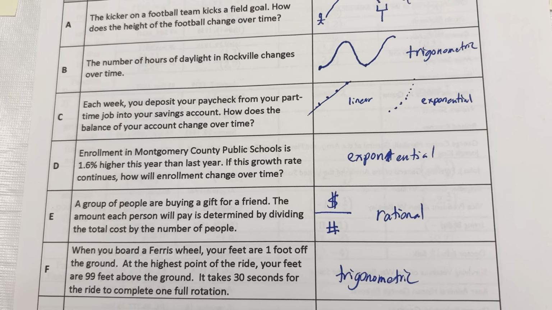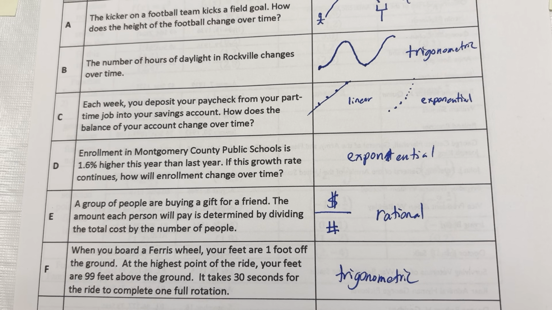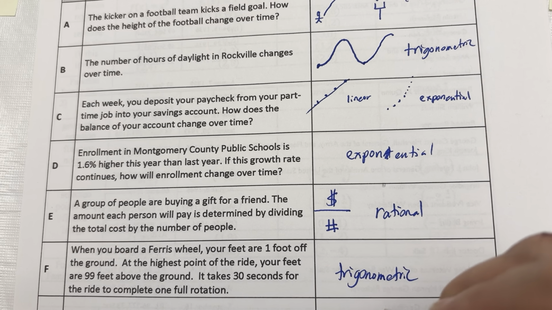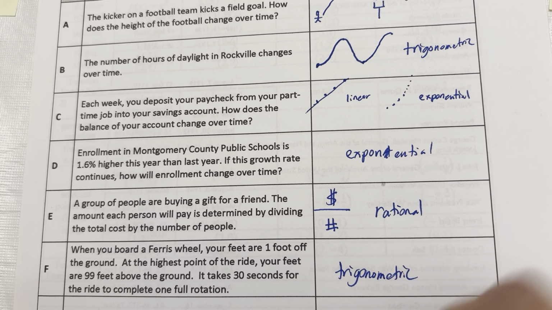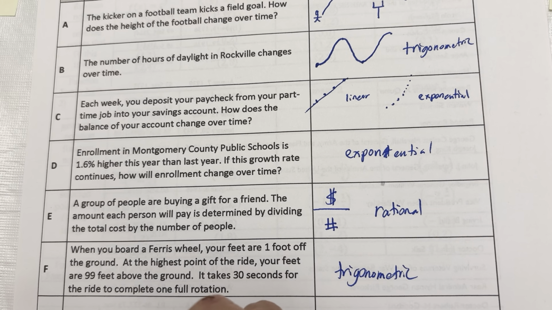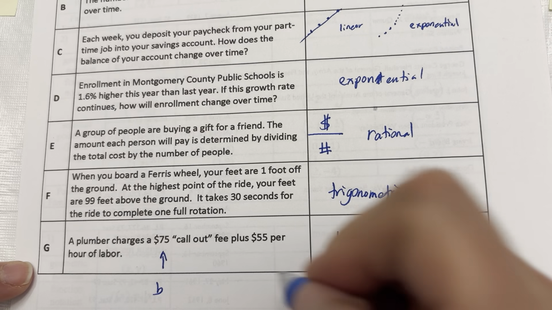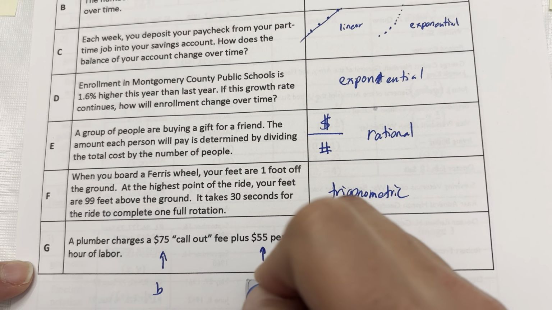And the last one, a plumber charges a call-out fee plus $55 an hour. I'll be straight with you, I just had to hire a plumber. If you can get that price, I would question his work. But this is going to be a linear function. This is actually like our y-intercept point. And this is the slope.